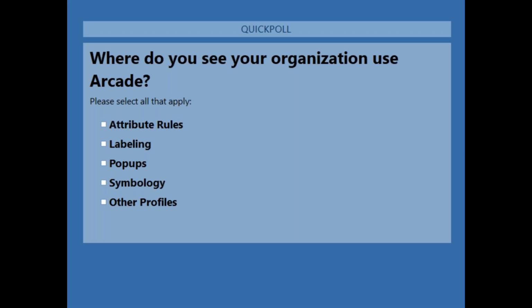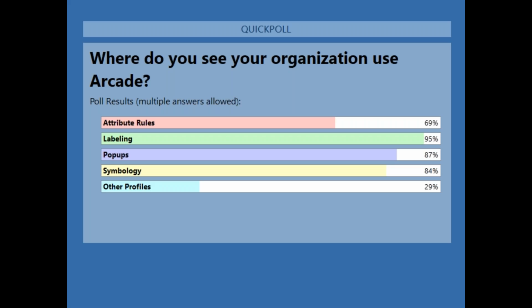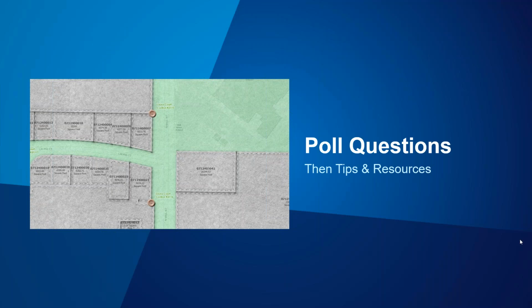Cool. All right, so this one's going to be quite a mixed bag. It looks like the majority of the people will be using this for labeling, followed by pop-ups and symbology, and then attribute rules, and then other at 29%. Cool. So that concludes the poll questions. Back to you, Amir.